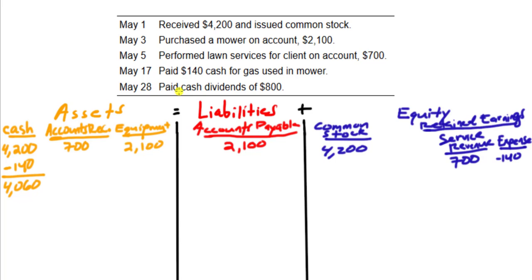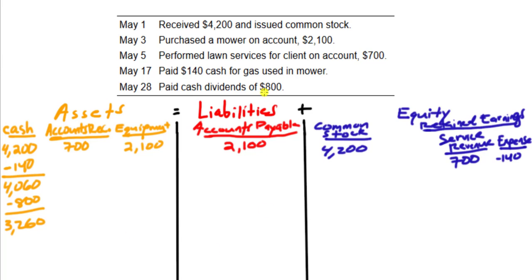May 28th, paid cash dividends of $800. Okay, so cash left the business. How much cash? $800 worth. 4,060 minus 800. So now our cash account balance is $3,260. Okay, so how do we account for that? Where did this decrease in cash come from? Well, it had nothing to do with expenses, nothing to do with liabilities. We paid ourselves $800. We took out money from the business to pay ourselves so we could go fishing or something.